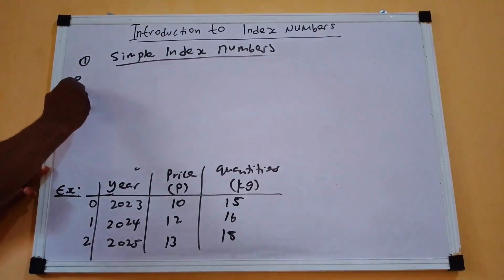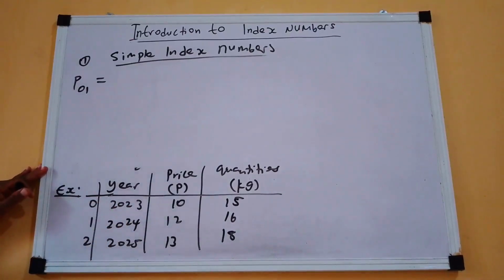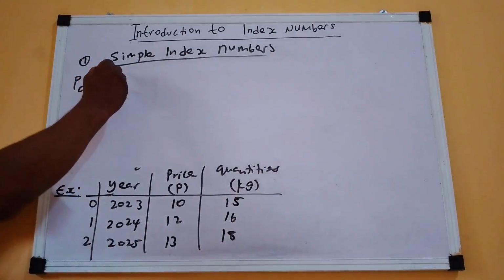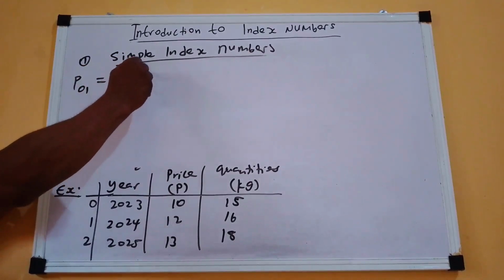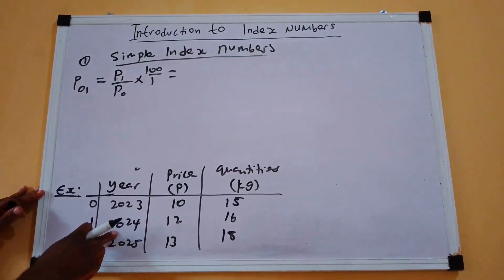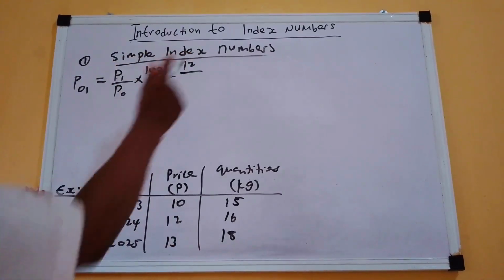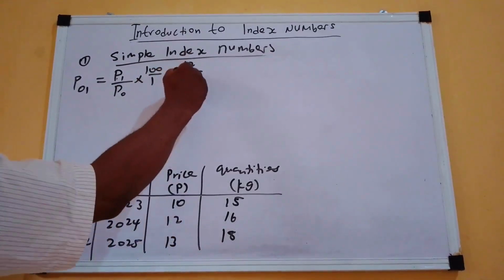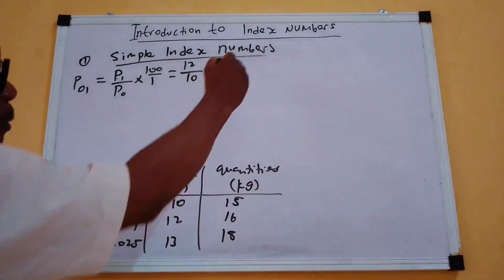So now I want to have P01. That means I want to compare the price index of year 2023 and that of year 2024. So I'm going to have P1 all over P0 times 100 all over 1. And how do I go about it? For the prices, P1 is the current year. I'm comparing 2023 and 2024, so my current year is 2024 and the price is 12. So P1 will be 12 all over P0, the base year, which is 10, times 100 all over 1. When you do that arithmetic, you are going to have 120%.